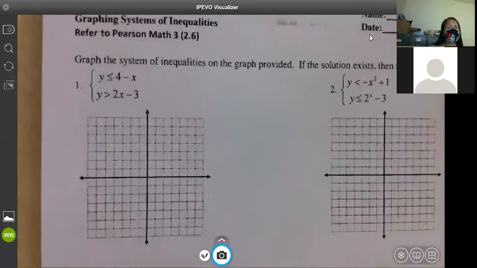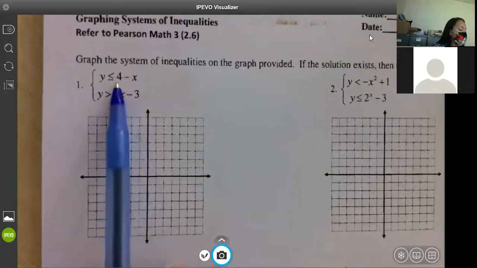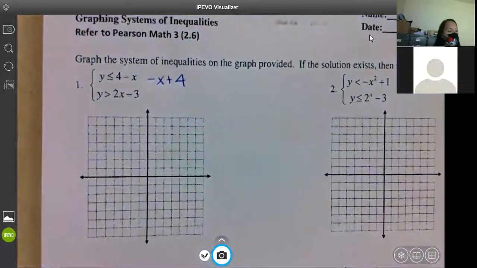All right, so the first thing that we're going to do is graph this linear inequality system. It's linear because they're single x's. We learned that in Unit 1. So how do I graph 4 minus x? If you want to, you can flip it around to be negative x plus 4. How do I graph that?